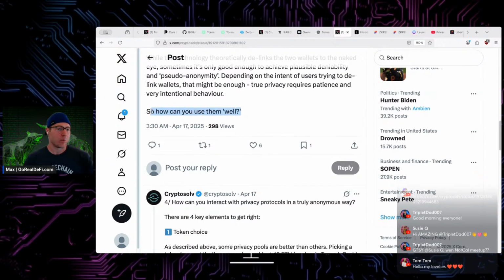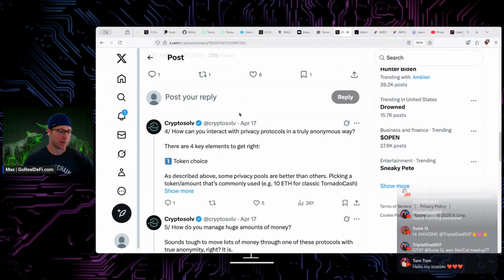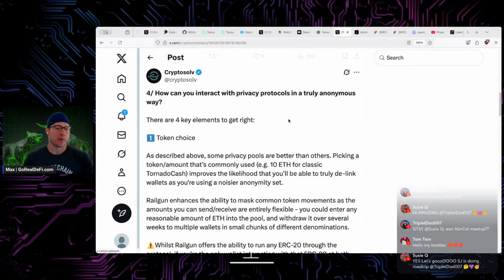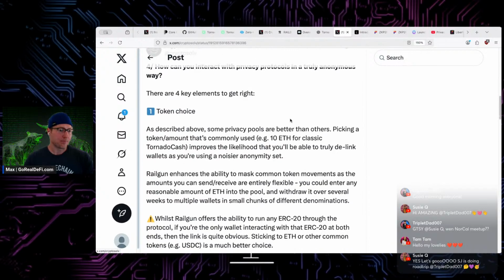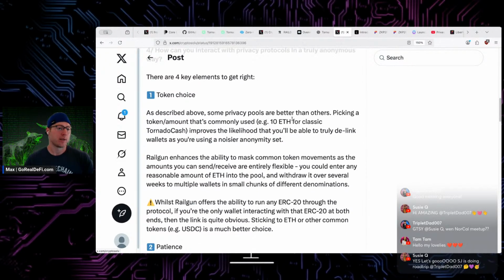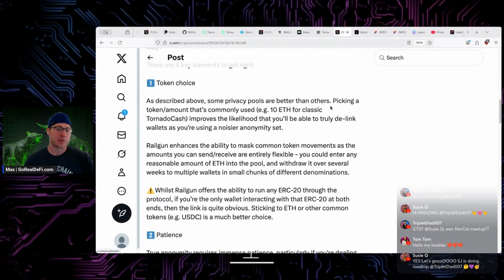So how can you use them well? Excellent thread by CryptoSolve. How can you interact with privacy protocols in a truly anonymous way? There are 4 elements to get it right. 1, token choice. As described above, some privacy protocols are better than others.